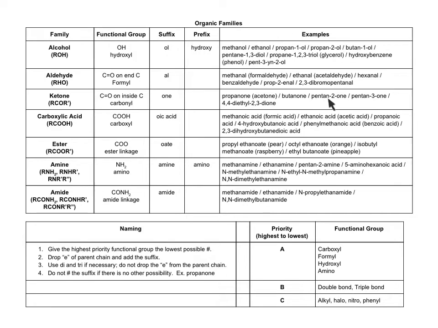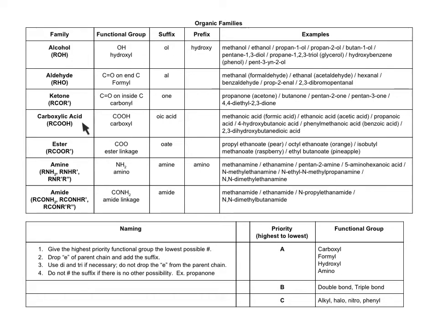Once you hit 5 carbons, that's when you need to start numbering the carbonyl group for the ketones. So pentane-2-one, pentane-3-one, 4,4-diethyl. Oops, I am missing a root here, so I'll have to fix that. We'll come back to that one.